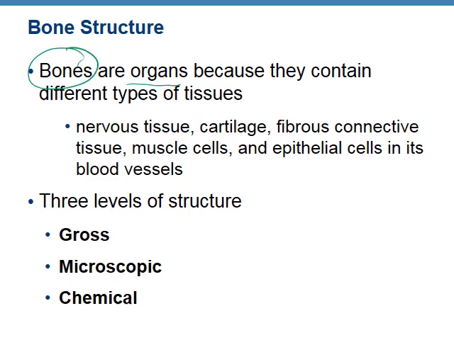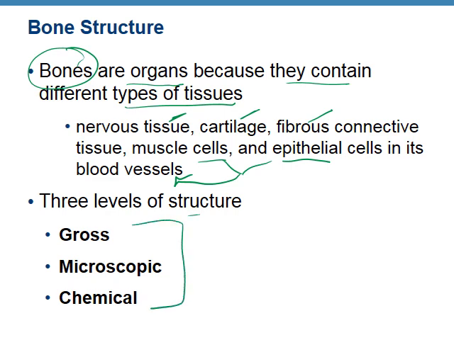So bones are organs because they contain many different tissue types. There's nervous tissue, there are nerves running through bone, there's cartilage on the ends of bones, there is fibrous connective tissue that wraps around the bone, there are muscle cells, epithelial cells. Both of these are actually in the blood vessels, and then the blood vessels run through the bone. So this is definitely an organ.